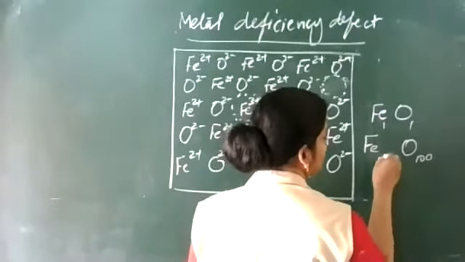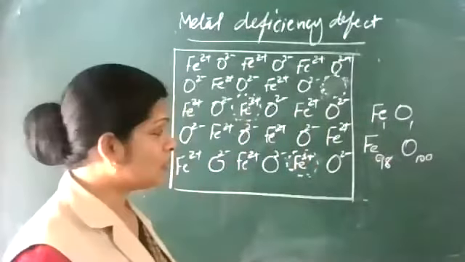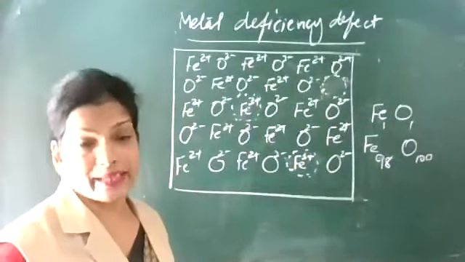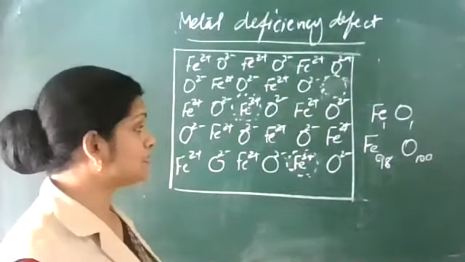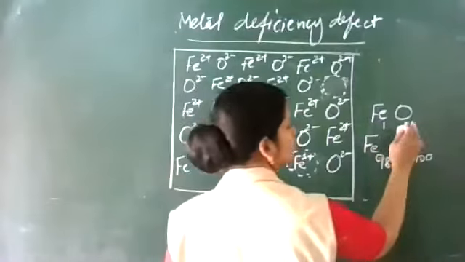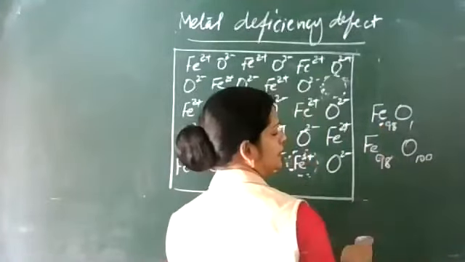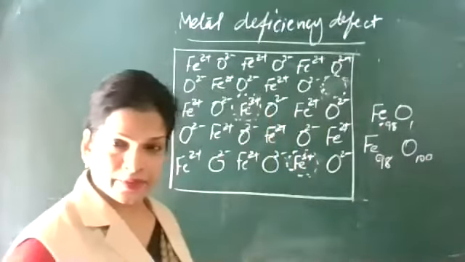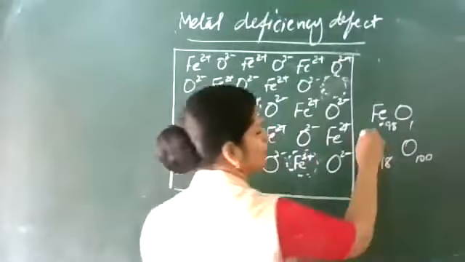For example, for 100 oxygen, there is only 98 Fe. Maybe Fe2+, Fe3+. The formula is coming out. You can write this one as 1.8. If this is 100, then this is 98. In any format, you can write, no problem. For calculation, we use it.